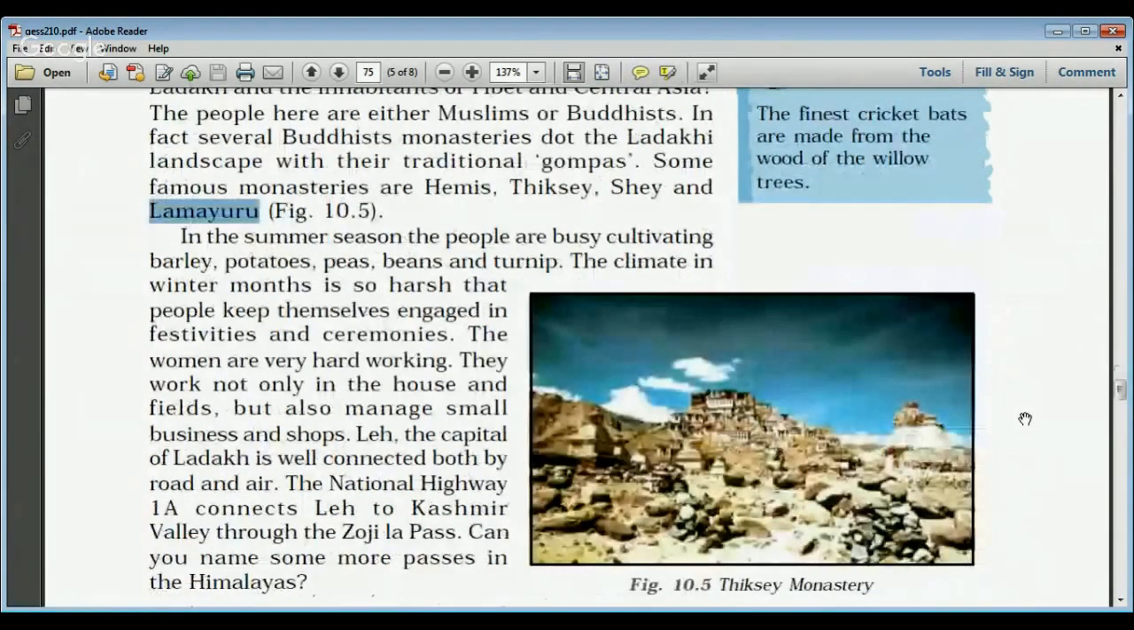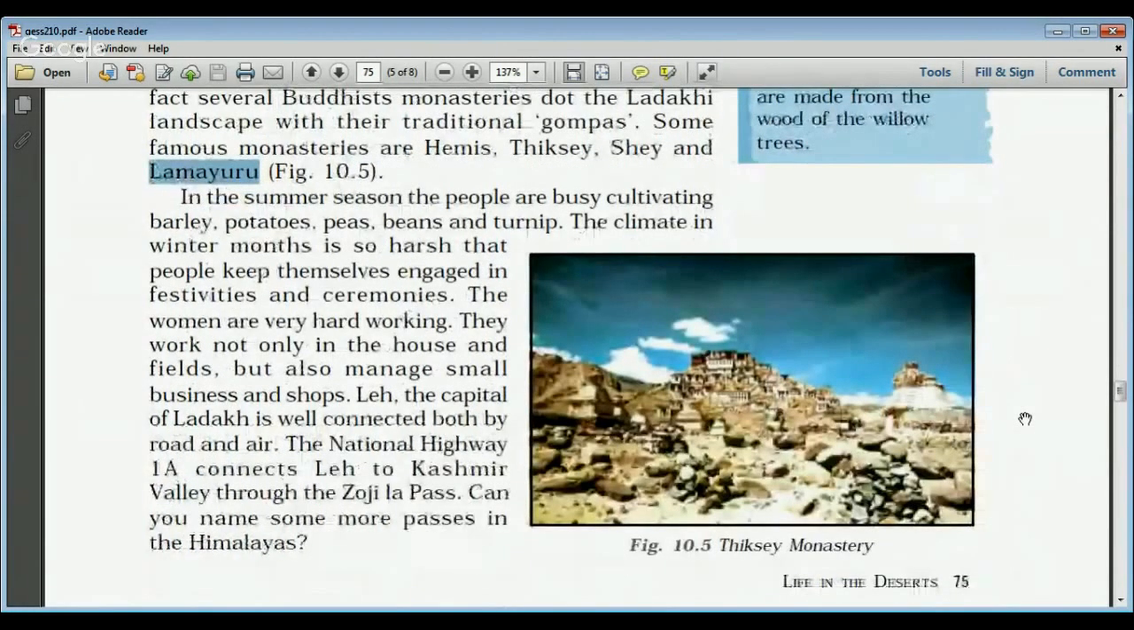And in the summer season, the people are busy cultivating potato, peas, and turnip. But the climate in winter months is very harsh, and people keep themselves engaged in festivities and ceremonies. People engage their bodies so that they don't feel the coldness. And women are very hardworking. They work not only in the house and field, but also manage some small businesses and shops.